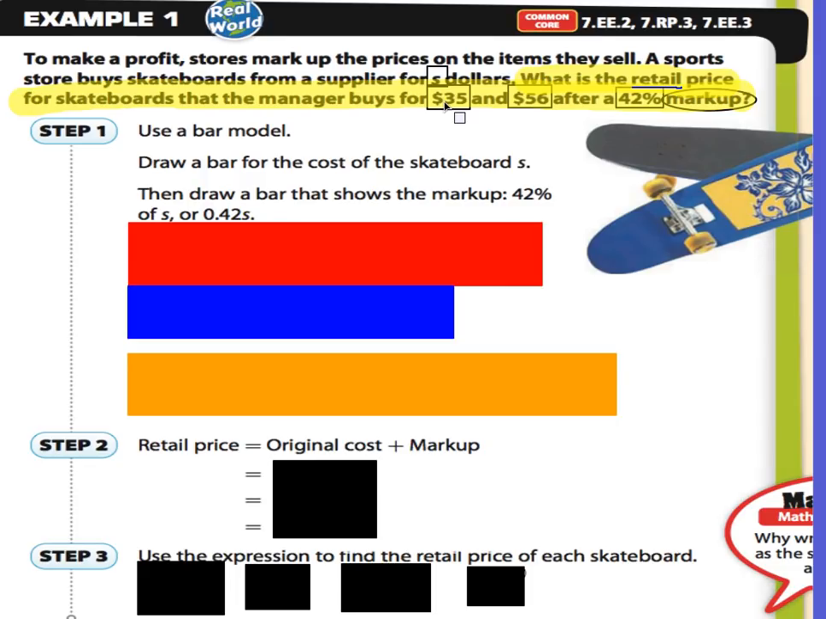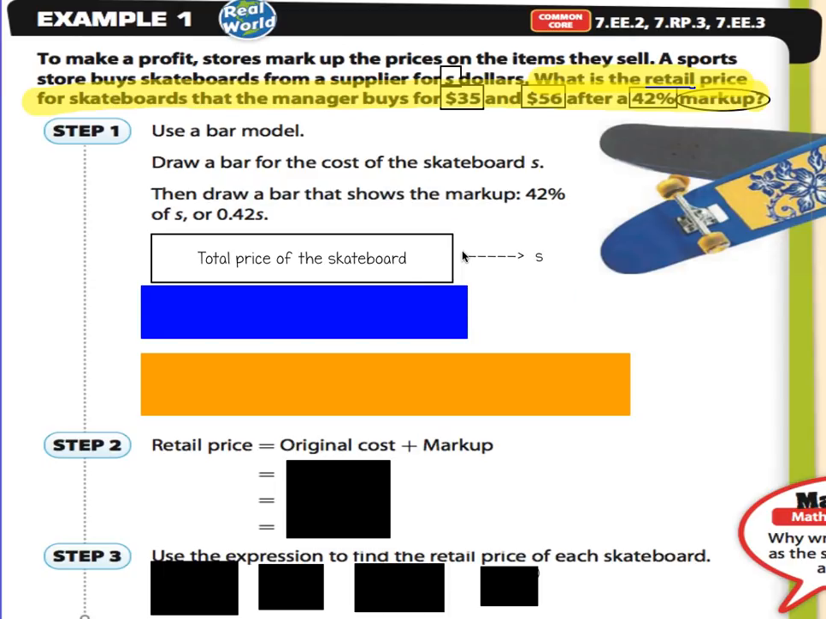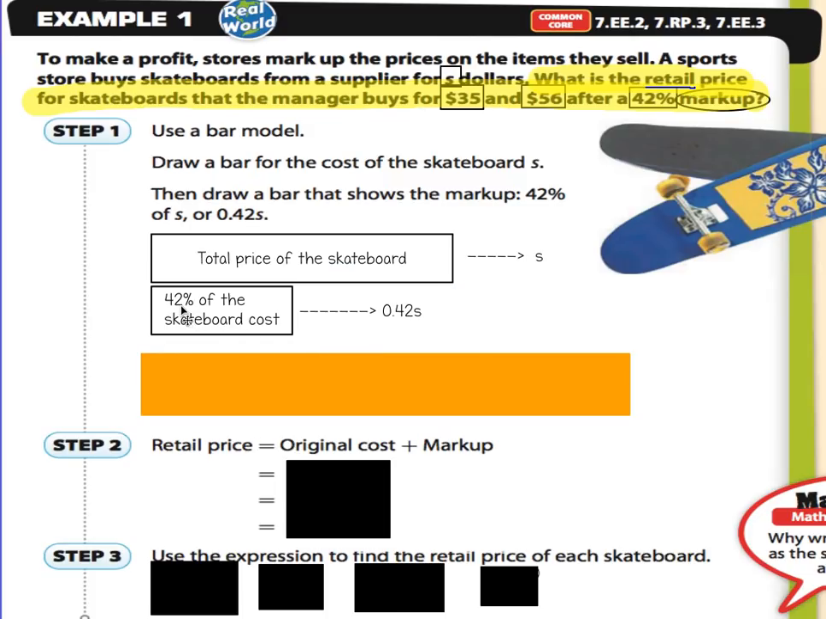All right. So first what we're going to do is we're going to draw a bar model. So I've kind of drawn these a little bit in our other lessons. So first what we're going to draw is the price of the skateboard. So in this case, the first bar is the total price of the skateboard, which is represented by the variable S. The next little piece that we draw is our 42%. Now notice 42% is a part of the cost of the skateboard.